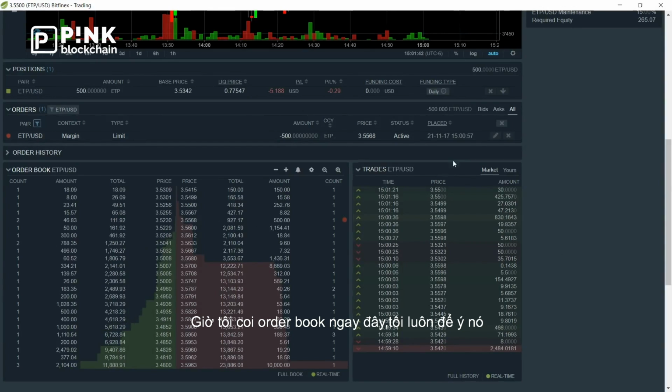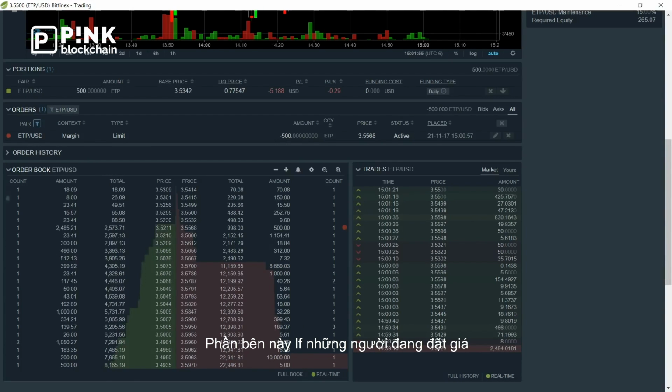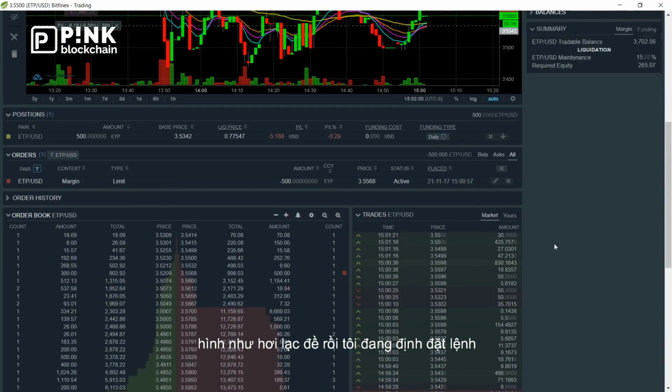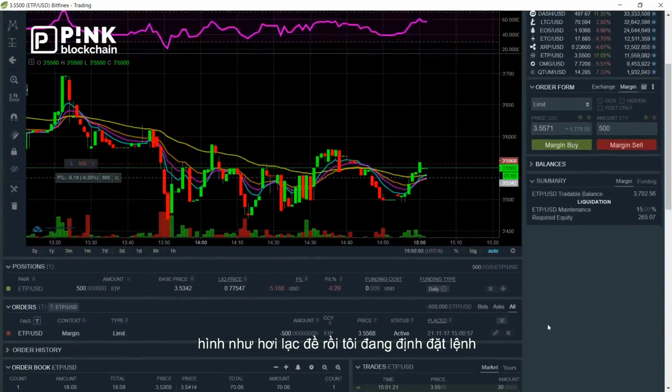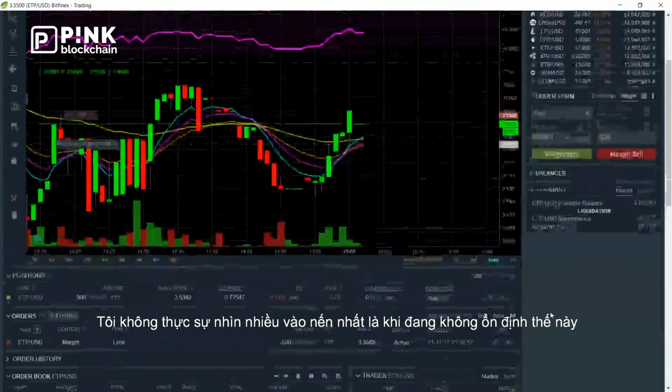And what I do is I look on the order book right here, okay? I always keep an eye on this order book. This is called the level two. This whole area, the order book and the trades, that's called the level two screen. This side here is the people that are bidding on coins. This side here is the ask. I know I'm getting a little sidetracked right now. I regret entering this position. And I don't really look at the candles too much during a volatility like this.